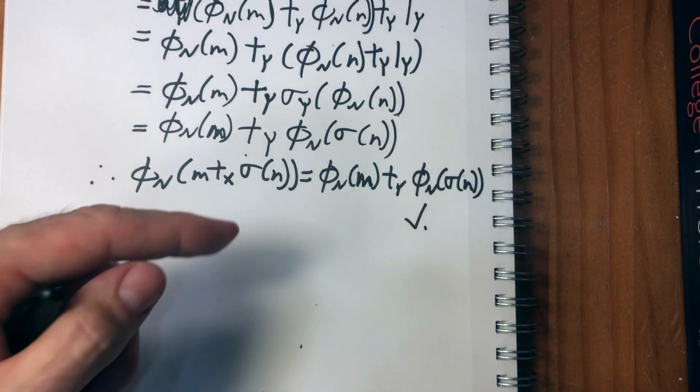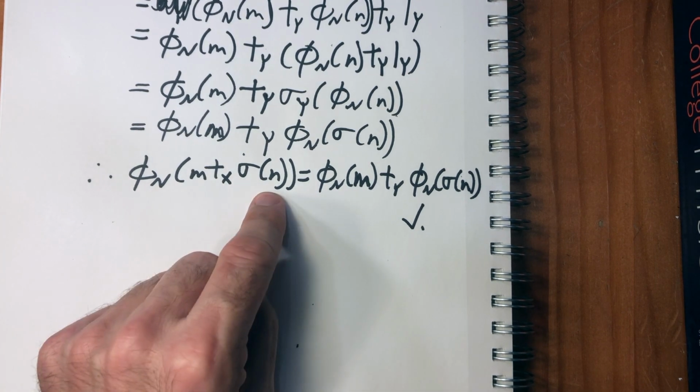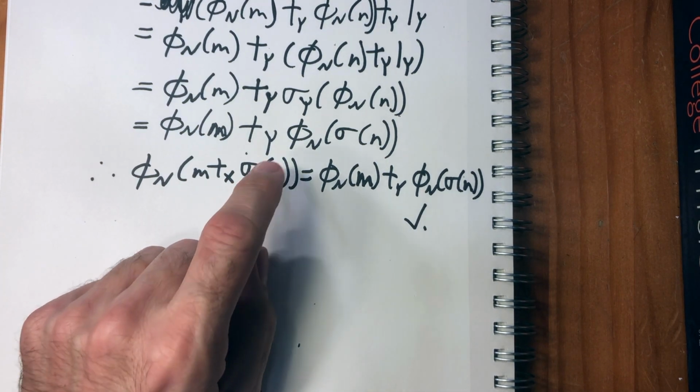And why are we talking about sigma? That's because we're doing the induction step. We assumed it was true for m plus n. We're showing that it's also true for m plus sigma n.